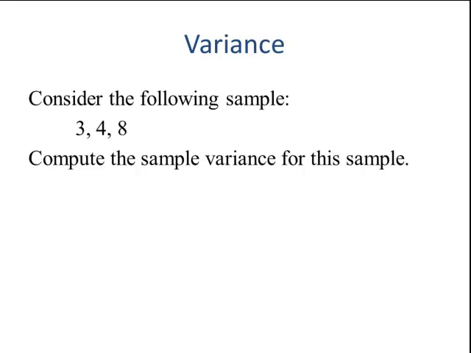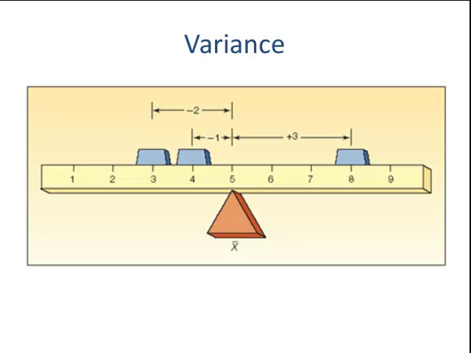Okay, let's look at an example and see if we can see what this formula is trying to tell us. So we have 3 points from a sample, 3, 4, and 8. We want to compute the sample variance for this sample. Unlike the range, which only uses the highest and lowest, let's have a reference point and let's see how every single value deviates away. Okay, now what's going to be our reference point?